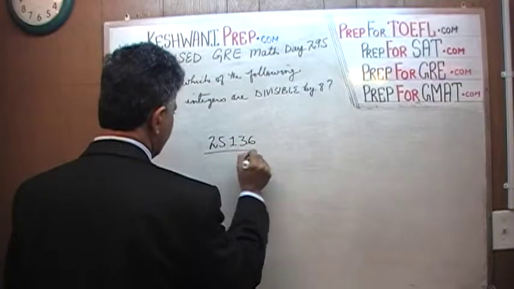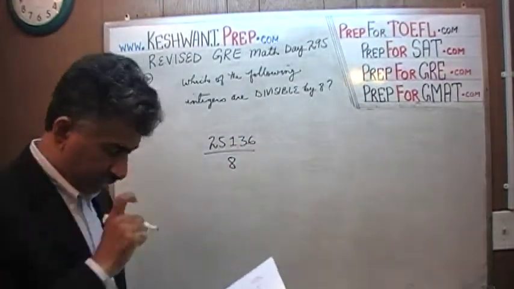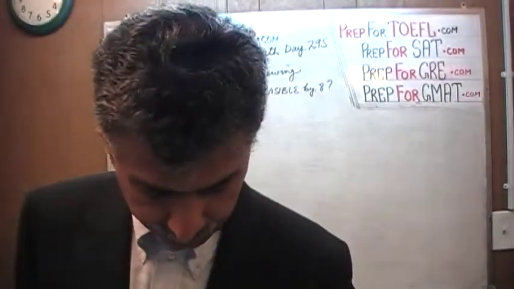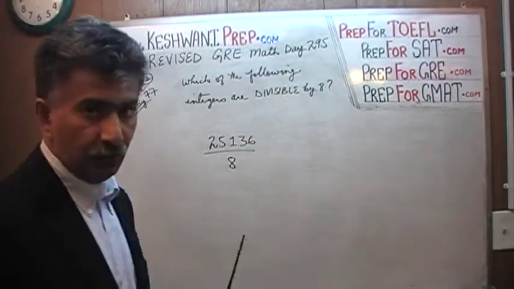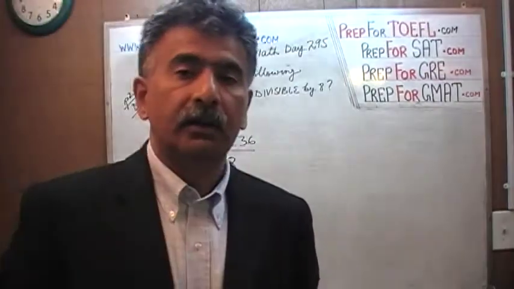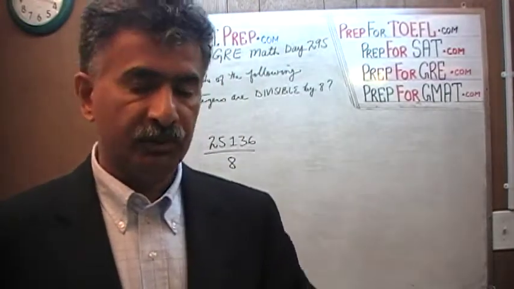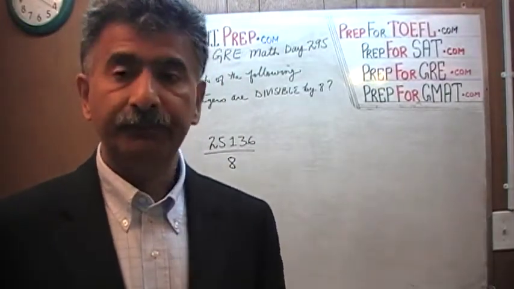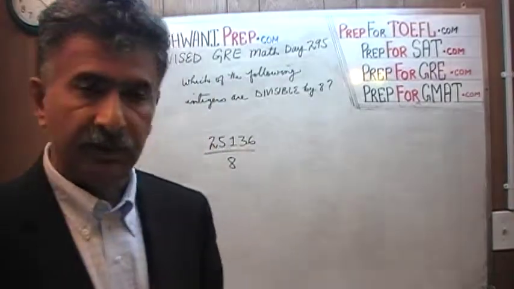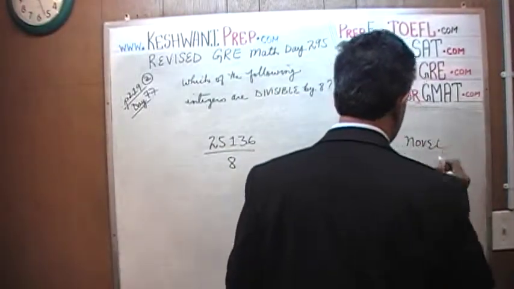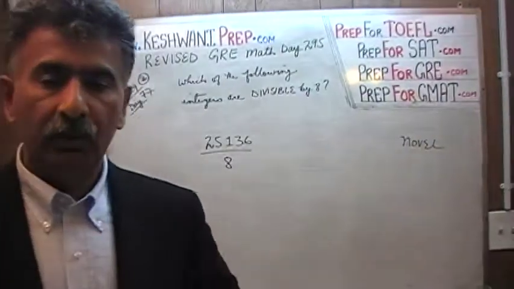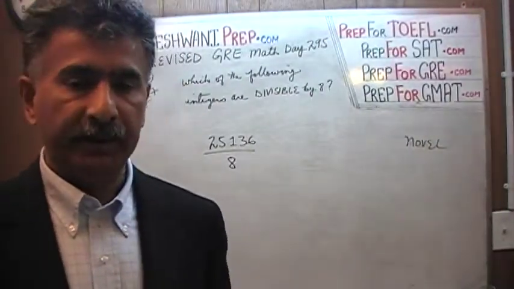25,136. If you're asked to divide this number by 8, there are two ways you can go about it. Listen carefully. One way is to actually divide it by 8, and that's it. There's nothing novel about it. There's nothing new about it. There's nothing creative about it. That's the old ordinary pedestrian way, divided by 8.